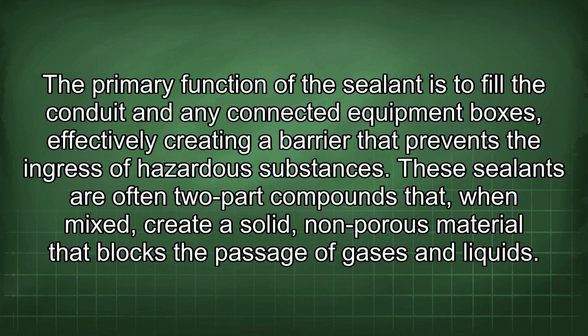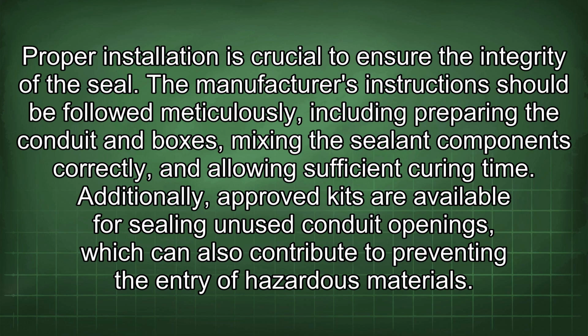The primary function of the sealant is to fill the conduit and any connected equipment boxes, effectively creating a barrier that prevents the ingress of hazardous substances. These sealants are often two-part compounds that, when mixed, create a solid, non-porous material that blocks the passage of gases and liquids. Proper installation is crucial to ensure the integrity of the seal.